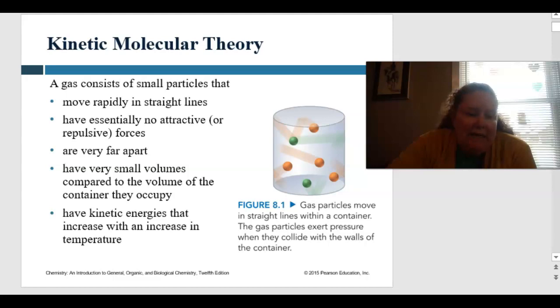So how do these guys move around? Well, gas consists of small particles that move rapidly in straight lines. I kind of think of them as little fruit flies or gnats where they buzz around, right? So they move really, really fast. And they essentially have no attractive or repulsive forces. They're very far apart and they have very small volumes compared to the volume of the container that they occupy. They also have kinetic energies that increase with the increase in temperature. So as we get warmer, they're going to buzz around even faster.